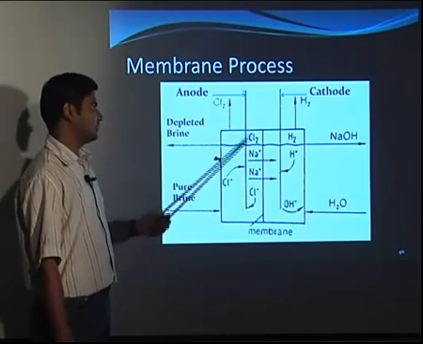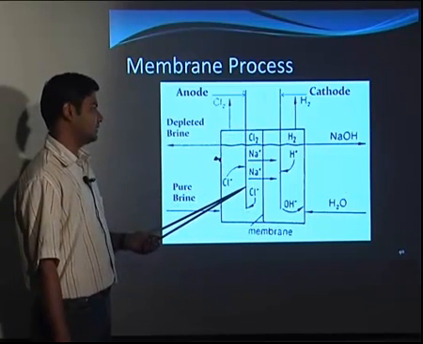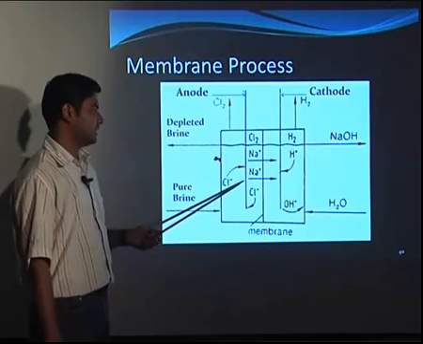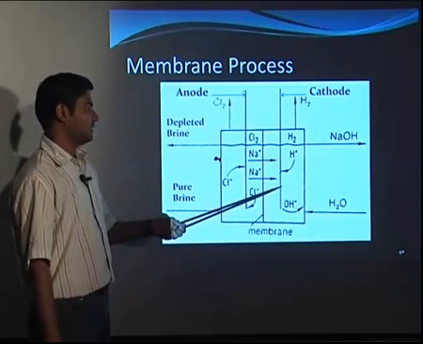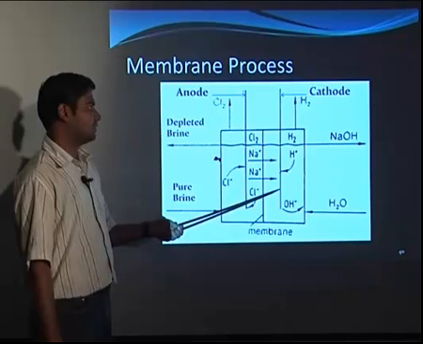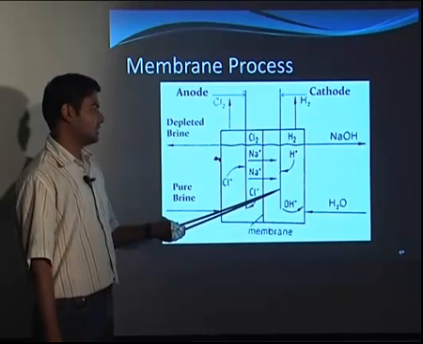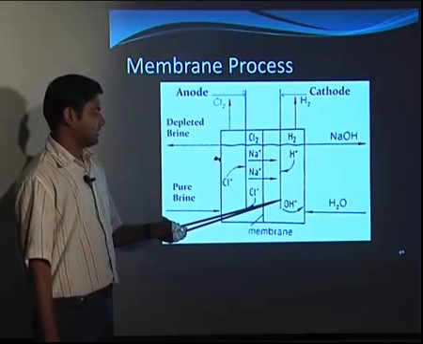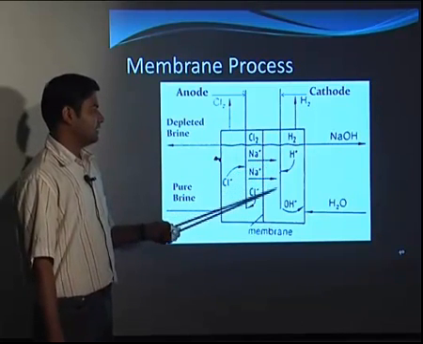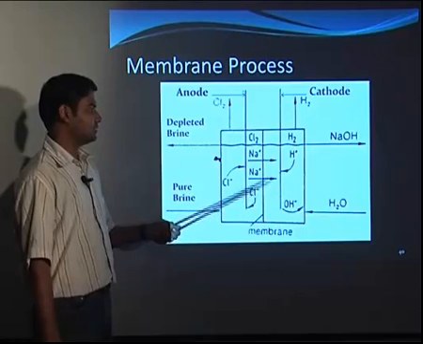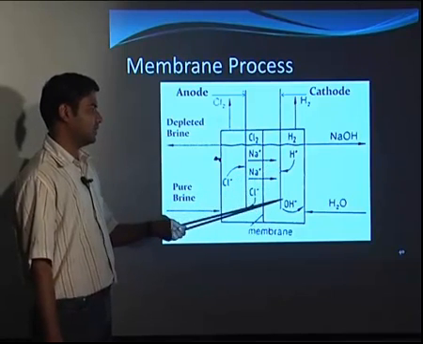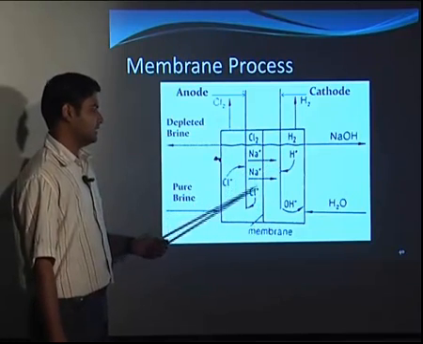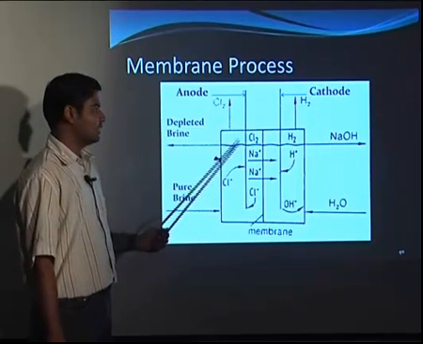So here we will get the chlorine gas. The anode is positive, so Cl- will be attracted, lose the electron, and we will get the chlorine gas. Whereas at the negative electrode, the cathode, the Na+ ion will be attracted, and by the reaction we get the NaOH. So in this compartment we get the NaOH solution.